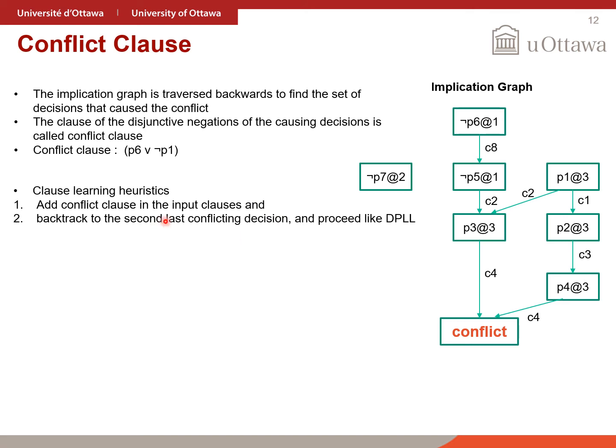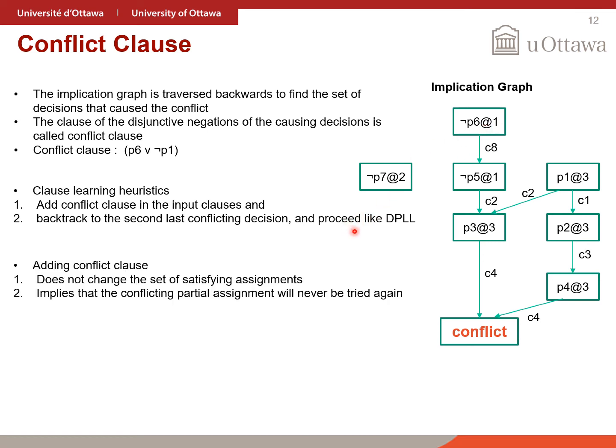Afterwards, we will add the conflict clause to the input clauses of the CNF formula F, and it will backtrack to the second last conflicting decision. Here in this example, the last conflicting decision is at decision level 3, the second last is at decision level 1, and we will backtrack to decision level 1, and from there onwards we will proceed like DPLL.